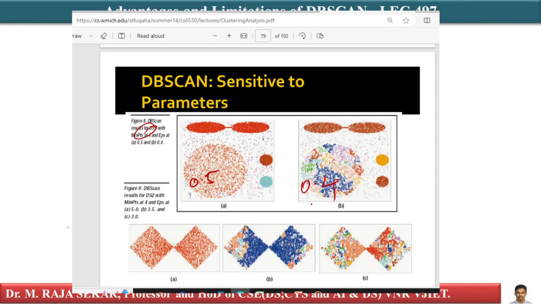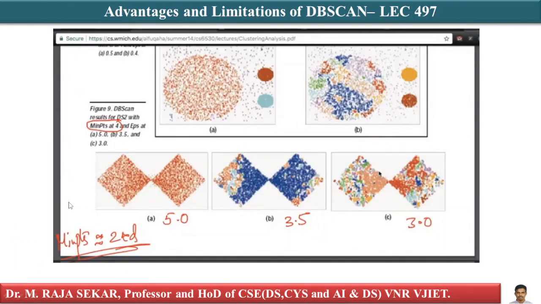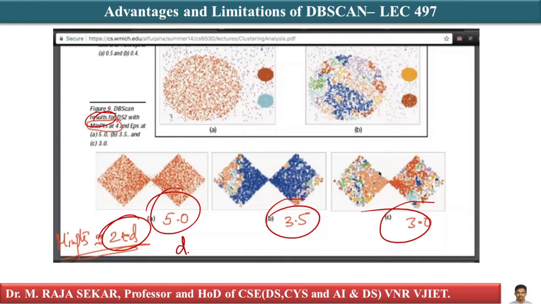Another very interesting example, let me consider one more example. Just see this one. Here also min points is 4, here min points is 4, here epsilon is 5.0, epsilon is 3.5, epsilon is 3.0. I have my min points as 4 because look at this. This is two-dimensional, isn't it? You typically choose min points equal to 2 times d. Here d equals 2. 2 times d means min points equals 2 times 2, that is 4. The rule of thumb says that min points equals 2 times 2, that's 4.